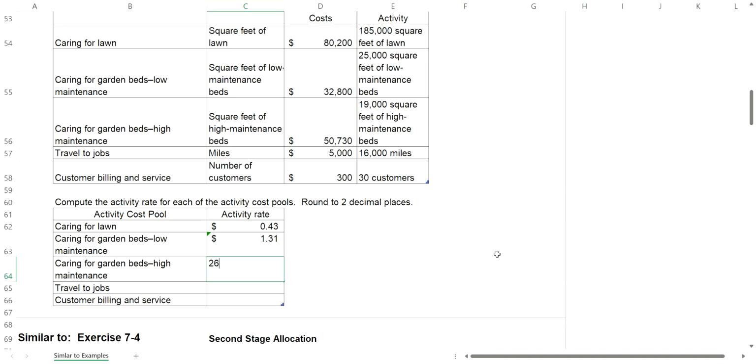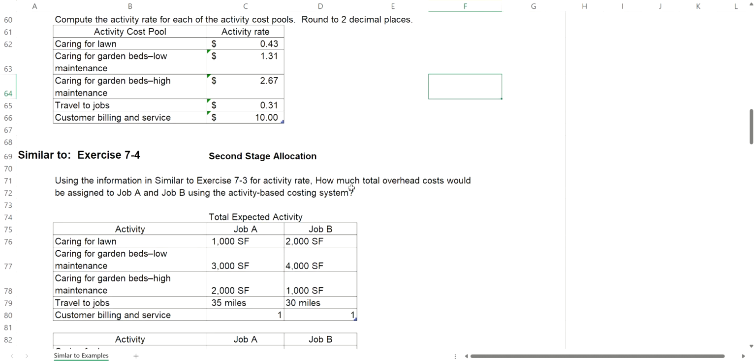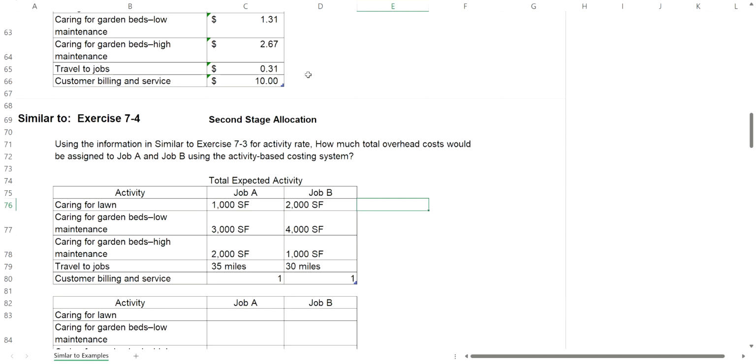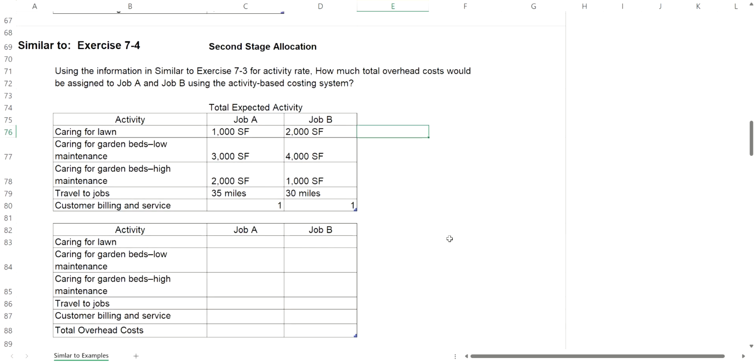Okay, when you do the others, you'll get $2.67. You will get 31 cents, and you will get $10. Now, I am rounding these to 2 decimal places, so I will warn you, if you're doing this in Excel as I am, to not use formulas, because that will make the answer come out different, because I have rounded those to 2 decimal places. This could be 2.66666, but rounded to 2.67, which will make a difference in your answer. So I'm going to use actual numbers, not cells, when I'm doing exercise 7.4, and I'm doing the second stage, and I'm allocating the overhead to each job.